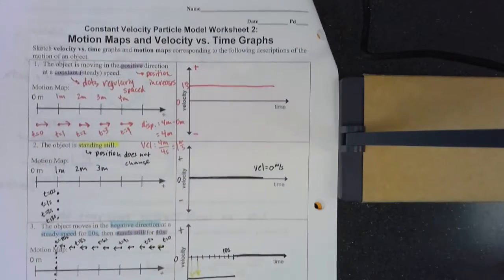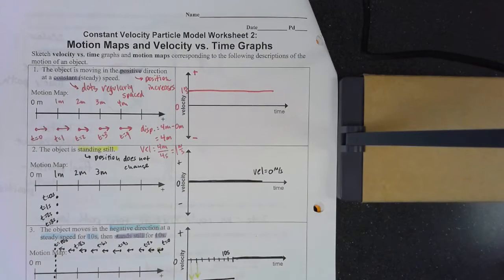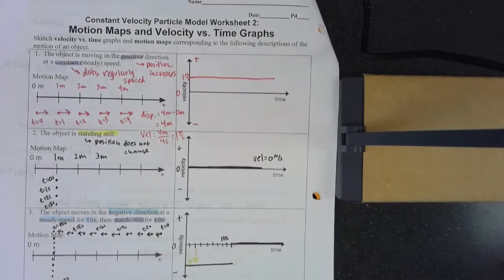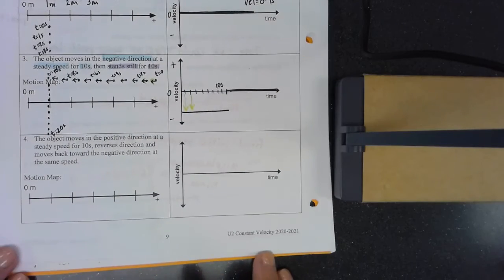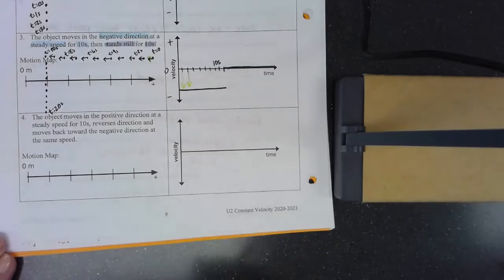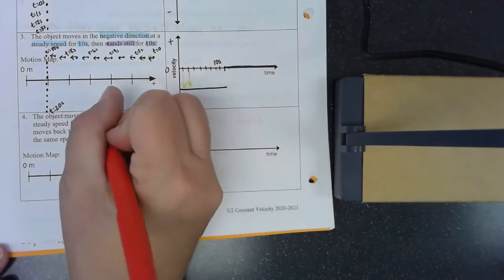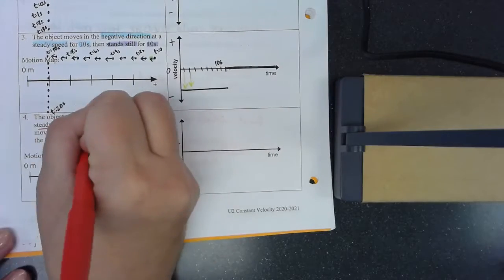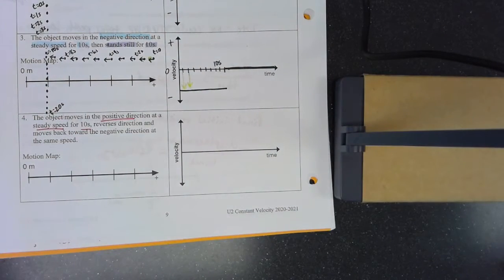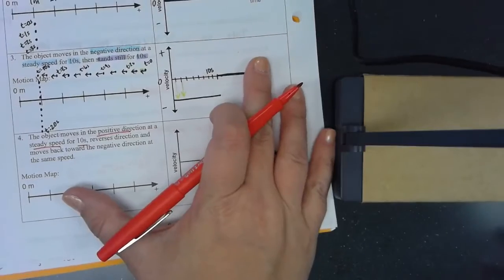All right, guys. We are going to go over some of the parts of worksheet number 2 that we didn't cover before. So let's see. For problem number 4, the object moves in a positive direction at a steady speed for 10 seconds. So that tells us that our dots are all going to be equally spaced out.